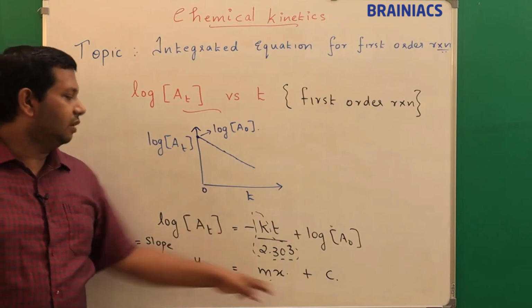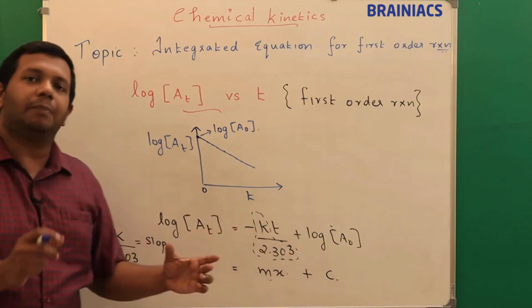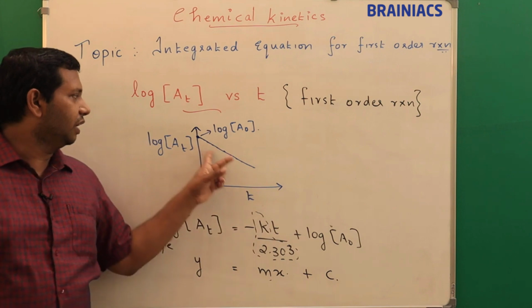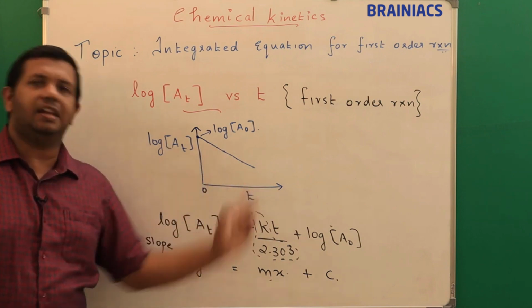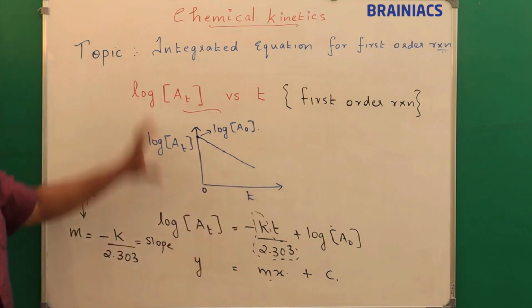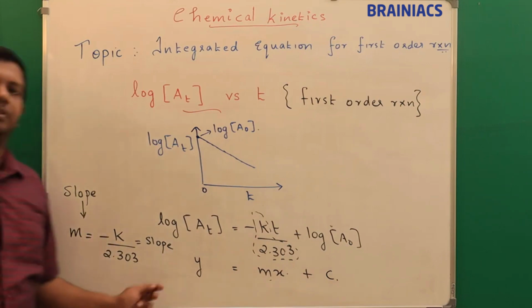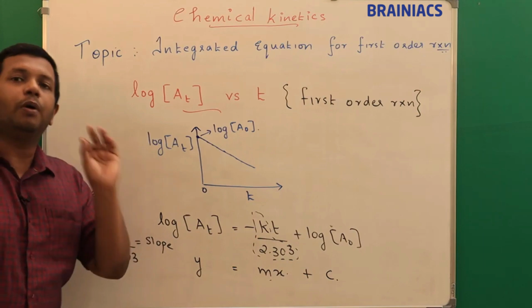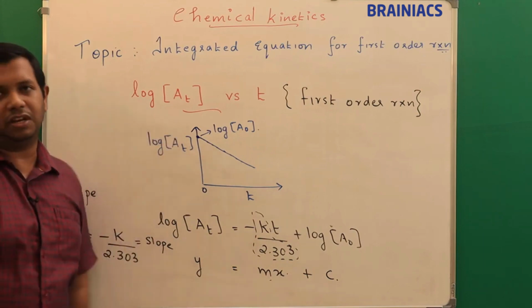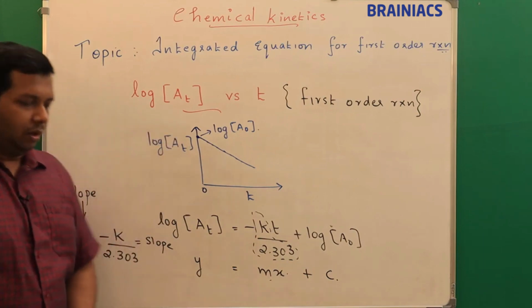And I know that since it forms a line, it has a resemblance with the straight line equation, this decrease will be linear or straight line in nature. So I hope this is the graph, and please remember the slope of the first order integrated rate equation, that is minus k by 2.303. Please remember, very important.